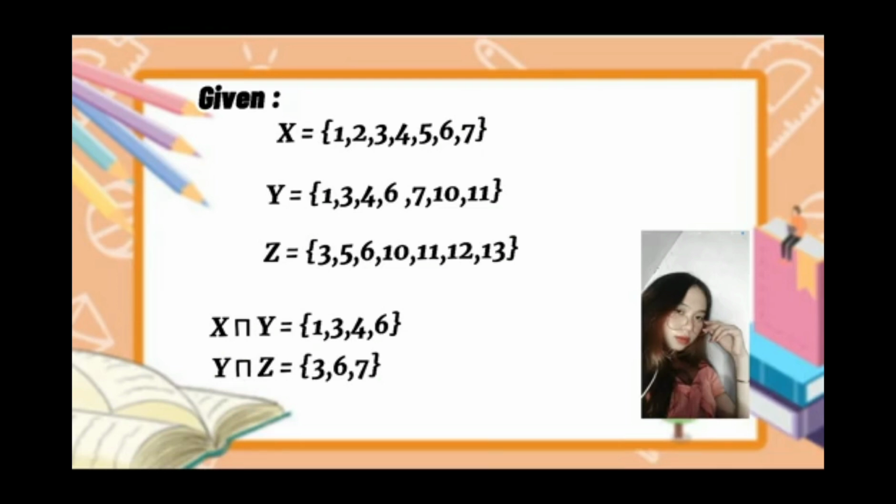Next, we need to find the three-set intersection. From the topic itself, the intersection of three sets. The three sets are X, Y, and Z. We need to find X intersection Y intersection Z. So all we need to do is find the common elements of X, Y, and Z. You can see that all the common elements of X, Y, and Z are 3 and 6. Yes, 3 and 6 are the elements of X intersection Y intersection Z.